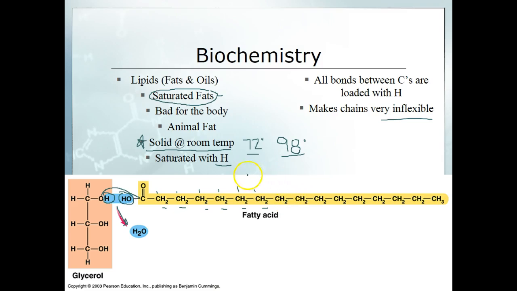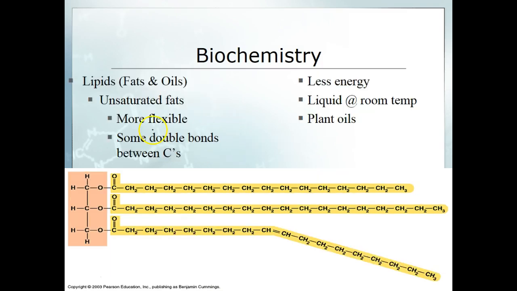Okay, so what can we do to make these chains more flexible? If they're more flexible, then they're more liquid at room temp. And if they're more liquid at room temp, then they're not as bad for the body. We call these unsaturated fats, meaning that they are not saturated with hydrogen. And you can see this kink right here.